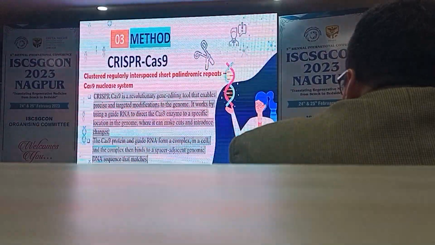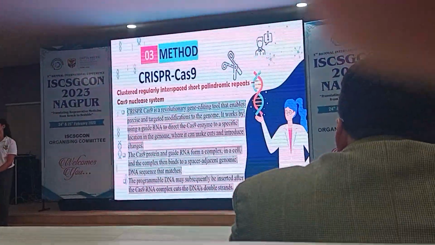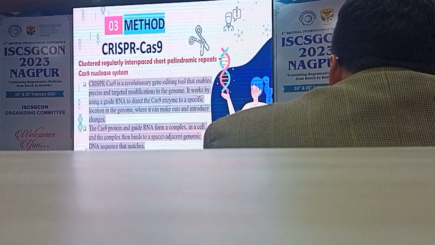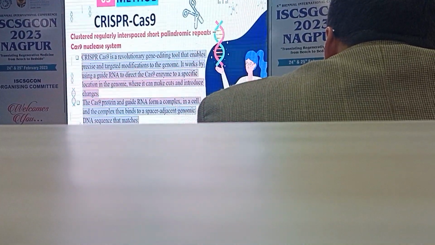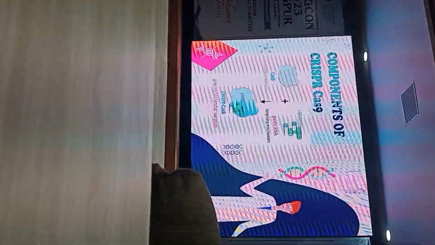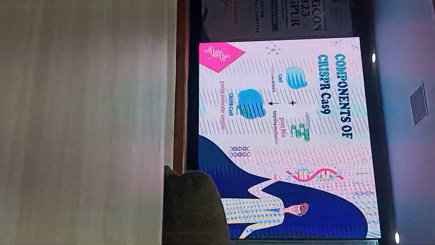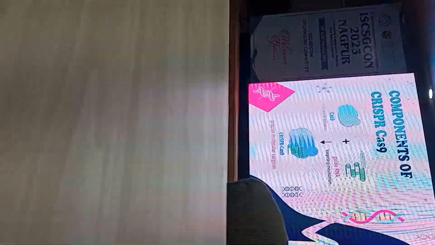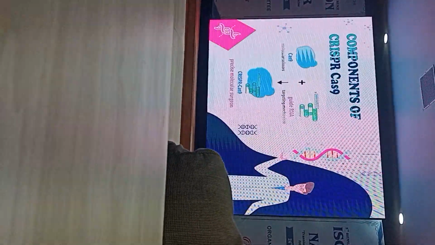CRISPR-Cas9 stands for Clustered Regularly Interspaced Short Palindromic Repeats, which is a revolutionary gene editing tool which enables precise and targeted modifications to the genome. So let's have a look at the components of CRISPR-Cas9. It includes basically 3 components. One of them is Cas9, which acts as a molecular scissors. Second is a guide RNA, which further includes spacer DNA, which together forms the targeting mechanism. And Cas9 and guide RNA together form the CRISPR-Cas9, which is the precise molecular surgeon.